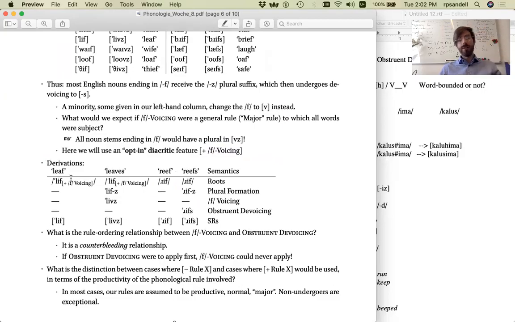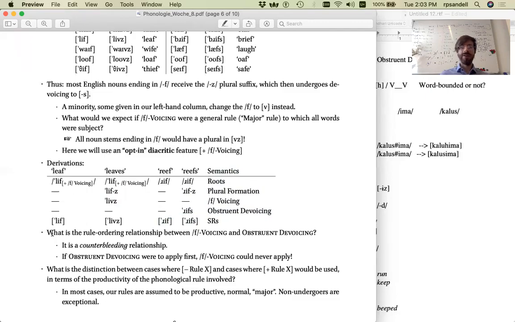if the word is so marked. So showing a derivation here, if we begin from the roots, leaf and wreath in contrast, where leaf is marked as plus F voicing, but wreath is not, then they build their plural forms morphologically, so the suffix z, underlying z, is attached. F voicing applies in this case, creating leaves, and then after that, obstruent devoicing applies.